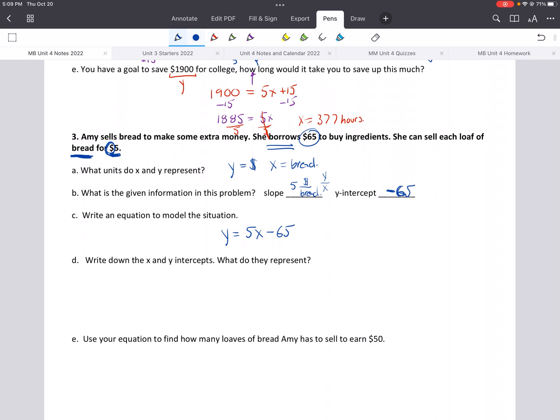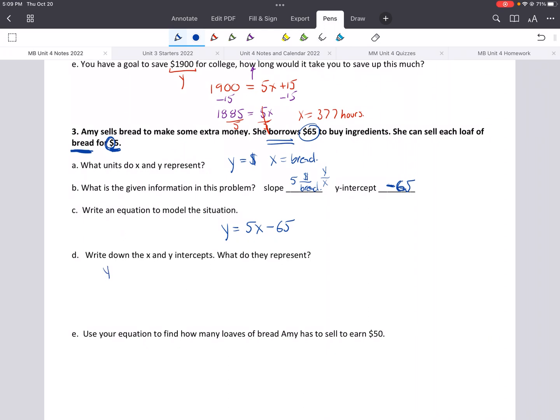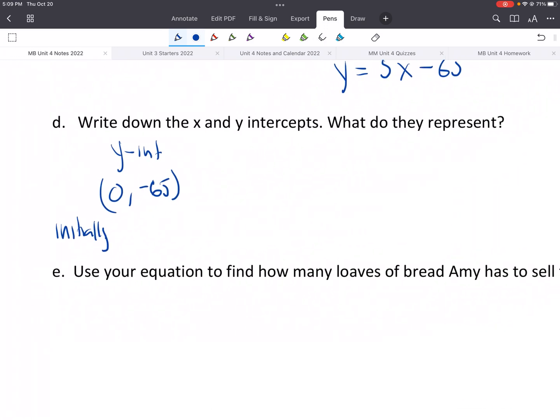The y-intercept would be 0, negative 65. That's saying that initially she owes $65, or she's in debt.